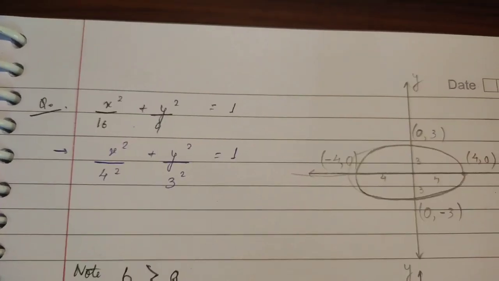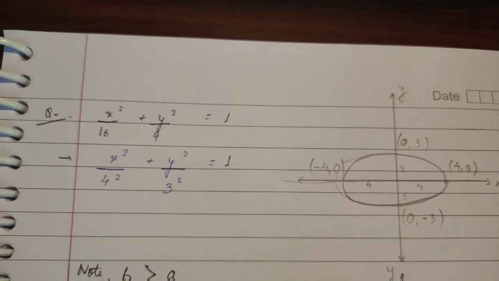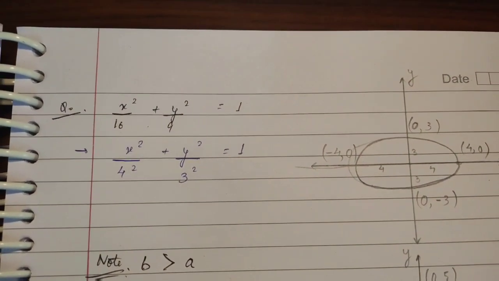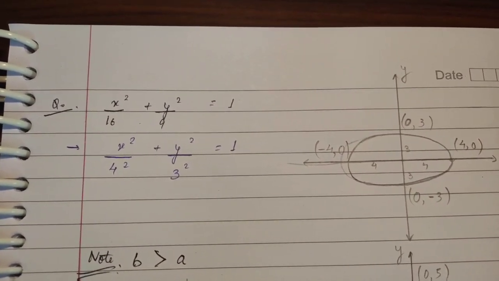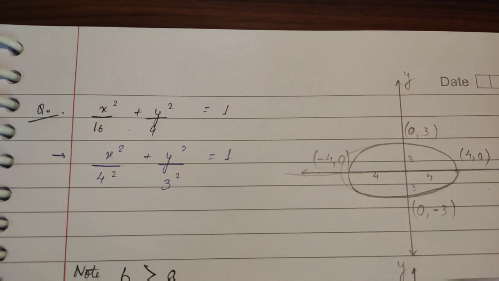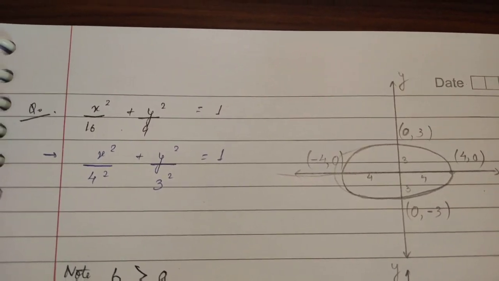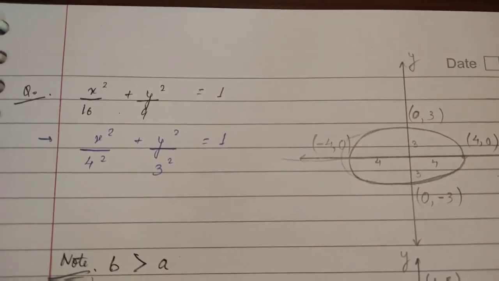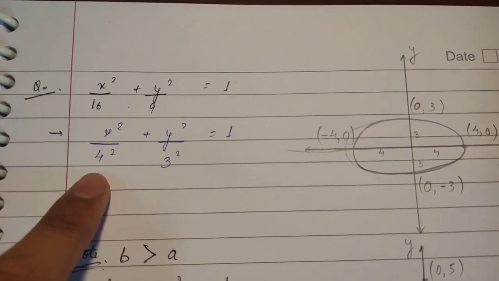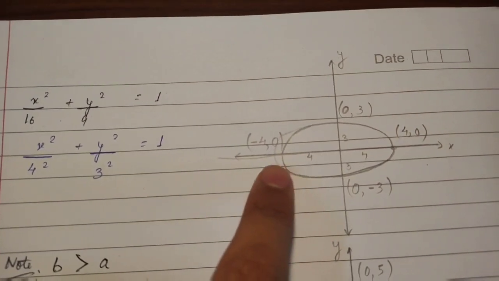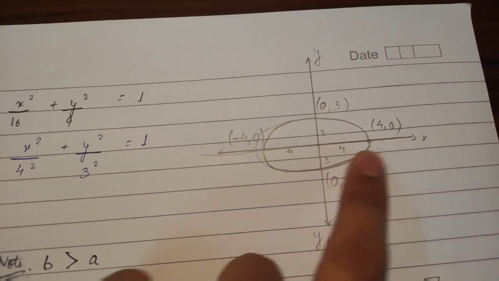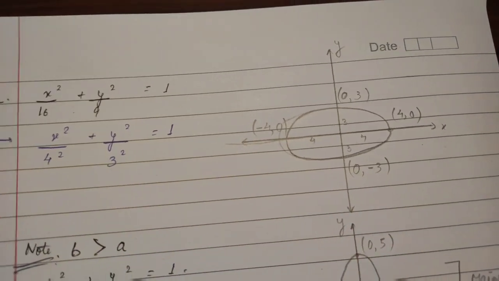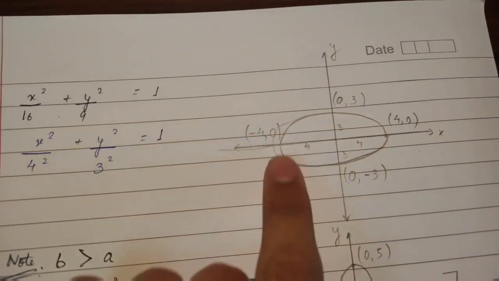Now let us see this example, which will help you visualize better. x²/16² plus y²/9 equals 1. So we will convert this into the general equation: x²/4² + y²/3² = 1. Here a will be 4 and b will be 3. We have plotted the points (4, 0), (−4, 0), (0, 3) and (0, −3). So this helps us to make an ellipse.